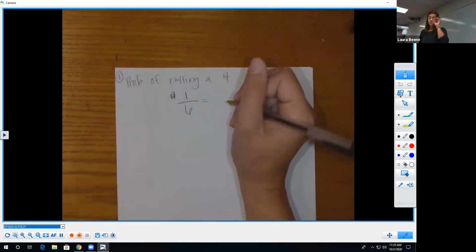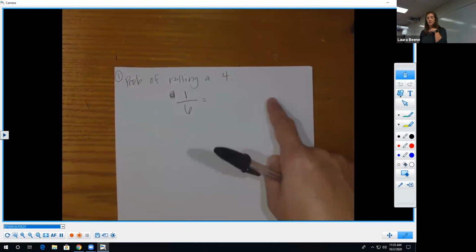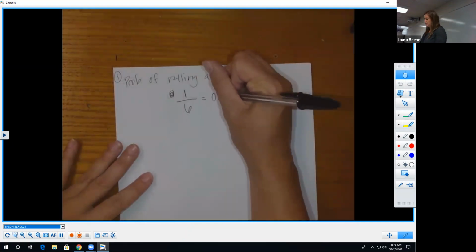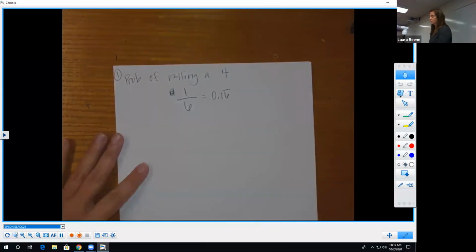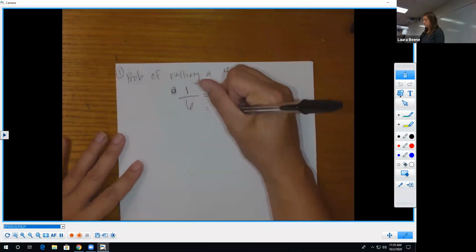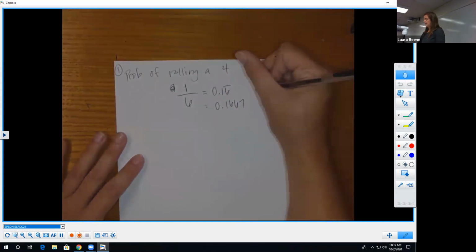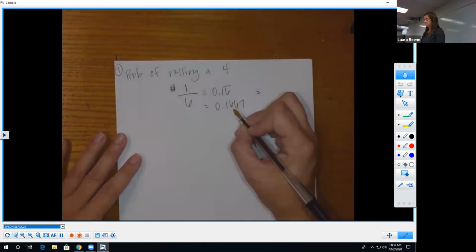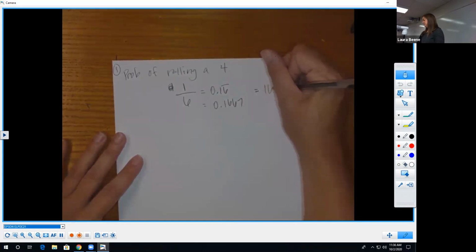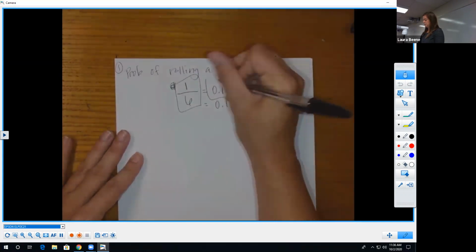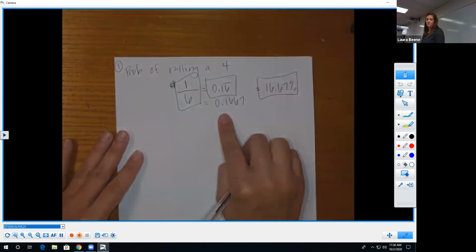All of our probabilities we're writing as a fraction, a decimal, and a percent. So 1/6 as a decimal, you would type in 1 divided by 6 on your calculator, and you get 0.16 repeating. You could also round that to 0.1667. And the percentage here, you move the decimal over 2 places, and you get 16.67%. So 3 answers, 1, 2, 3. Either one of those is sufficient.